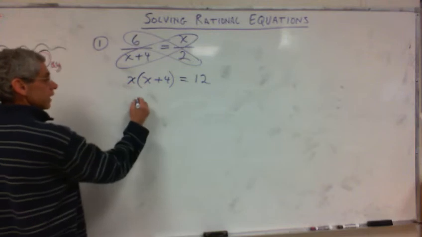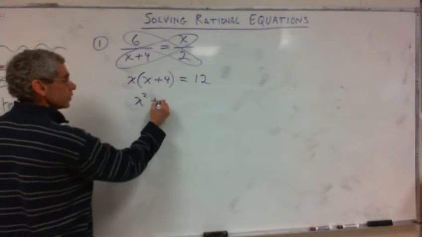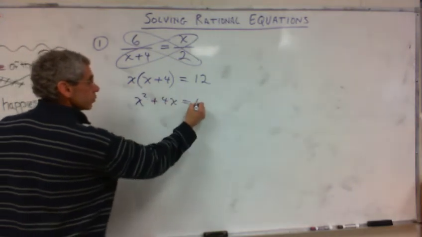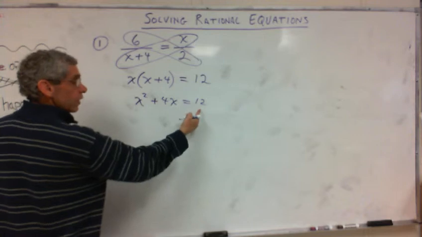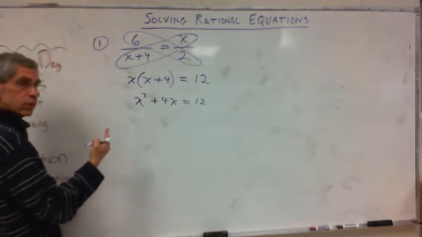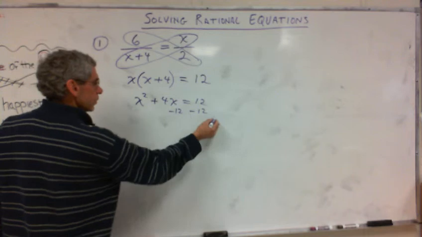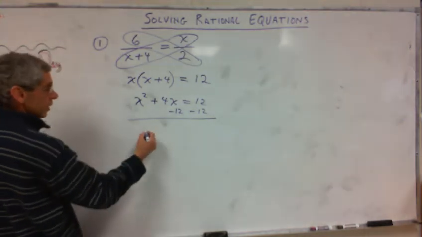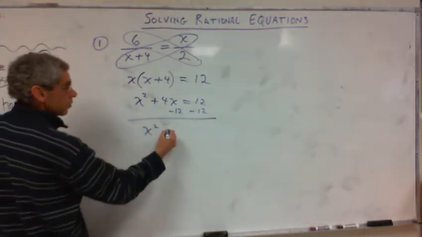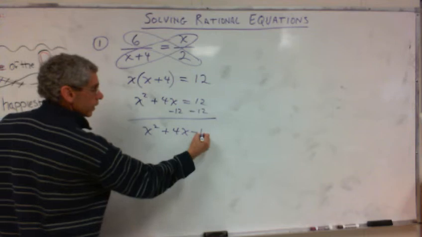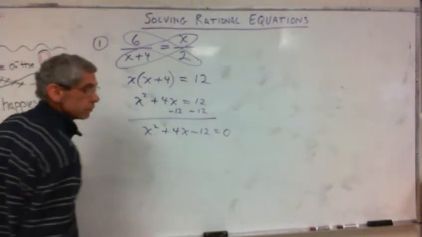So x times x is x squared, plus 4x is equal to 12. I don't want the 12 over there. I want it to equal 0. You guys all remember that? Minus 12. You taking notes, Liam? Okay, good. All right. So we got x squared plus 4x minus 12 is equal to 0.